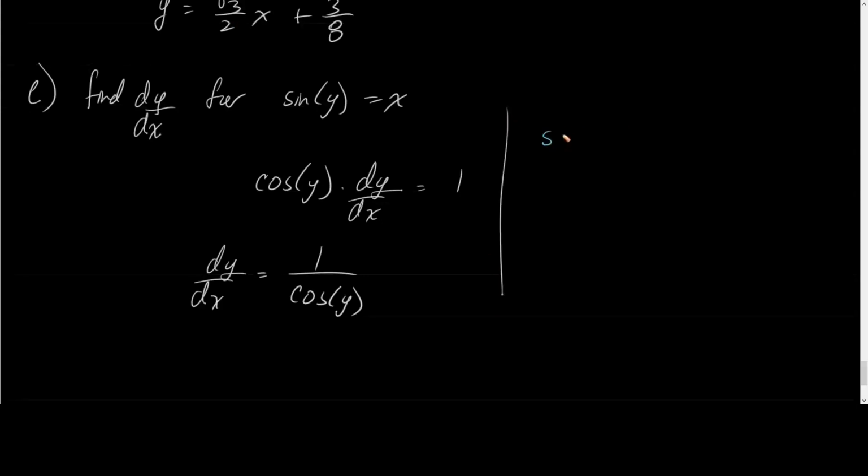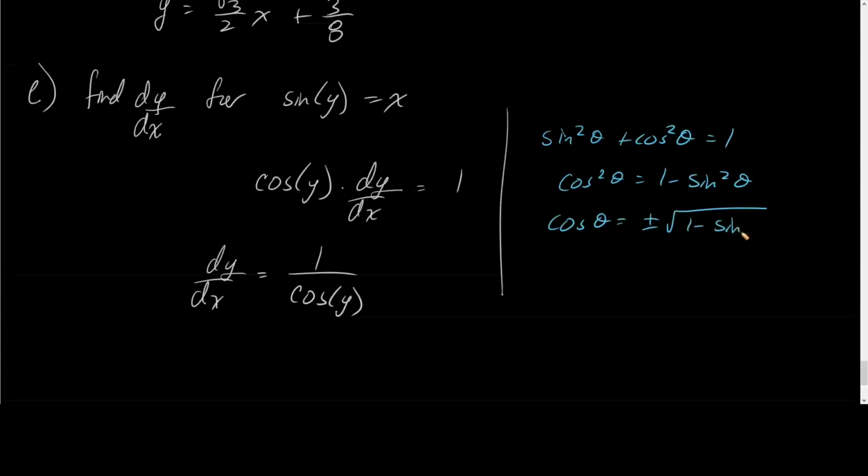But now, let's recall the following. We know that sine squared theta plus cosine squared theta is equal to 1. So that really tells me that cosine squared theta is equal to 1 minus sine squared theta, which means that cosine theta is equal to plus or minus the square root of 1 minus sine squared theta. If we ignore the negative, and the reason we're ignoring the negative is because we want to work with a function here, so we're going to let cosine theta be equal to just the positive version, right?